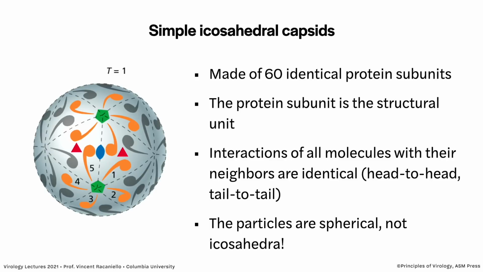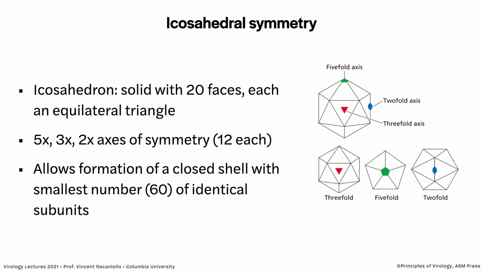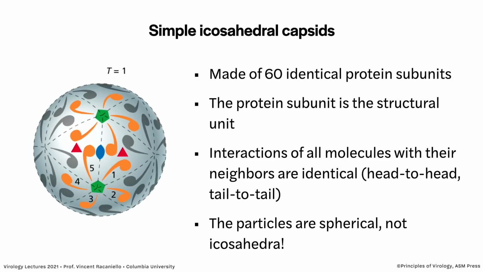Icosahedral symmetry. So there are simple icosahedral capsids. As I said, they're made up of one protein, 60 copies, and that is enough to build a sphere. It's not actually an icosahedron, with angles. It's just built with icosahedral symmetry. So the picture I show you here is an actual icosahedron, but virus particles are not icosahedra. They're spheres with this kind of symmetry.